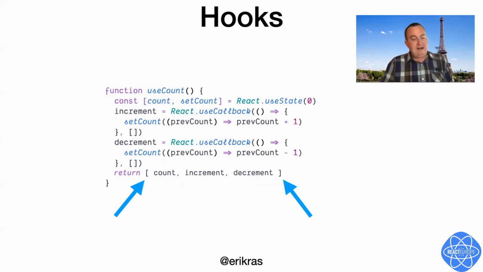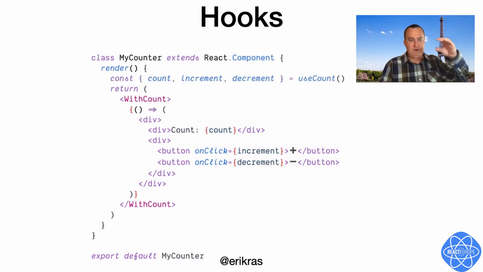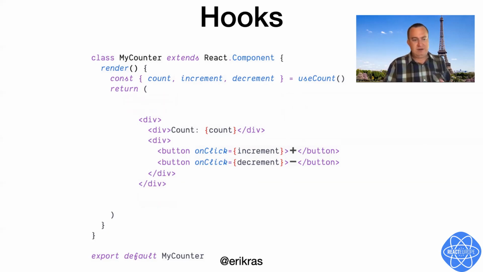And now, as is our pattern, let's look at how we consume hooks. Here's our component that was using withCount render prop injection. The conversion to use our custom hook will look something like this. First of all, we pull our count, increment, and decrement out before the return, on top of that red line, remember, and we call a custom hook. And then we can get rid of our withCount component.